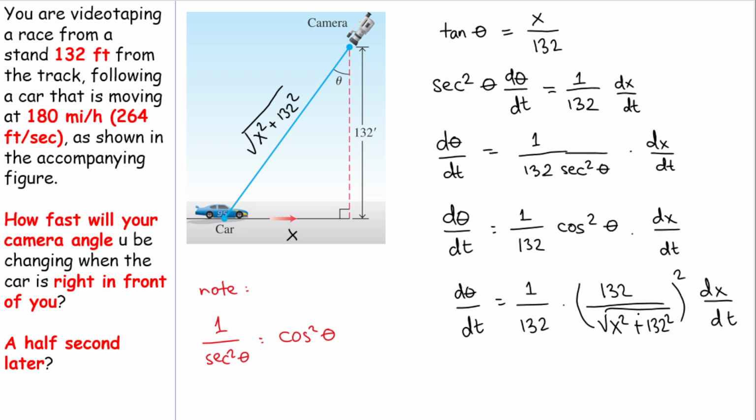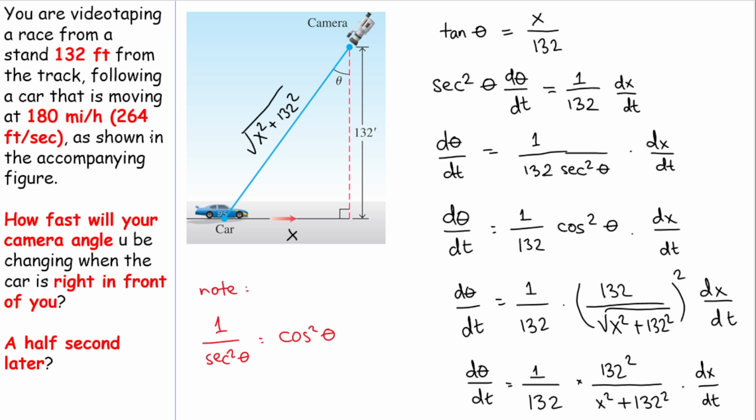Okay, now let's simplify these things more. So I will have d theta dt, and that will equal 1 over 132, and then multiplied by 132 squared, then divided by x squared plus 132 squared, and then multiply that by dx dt.